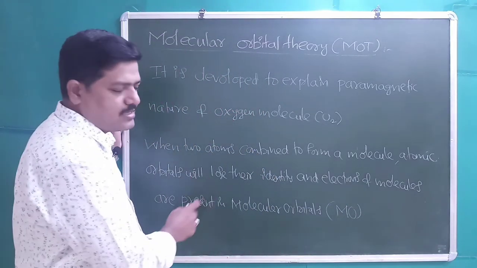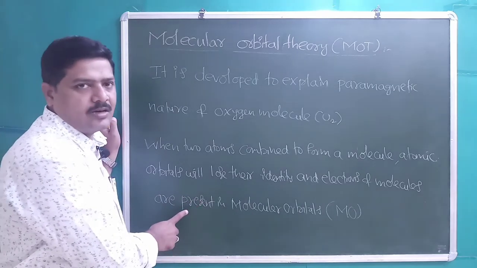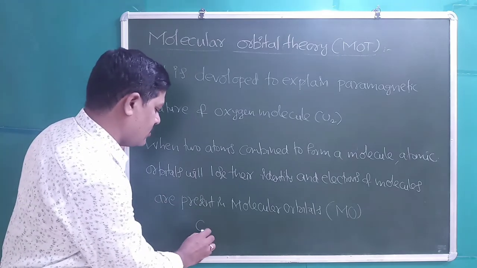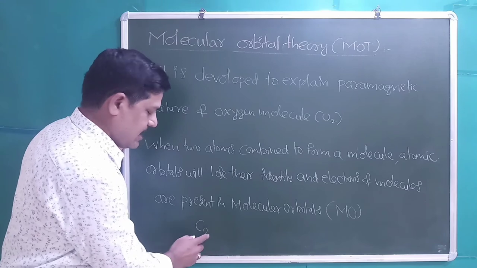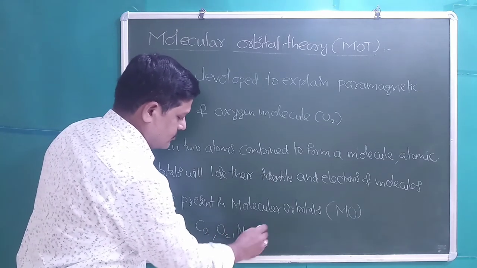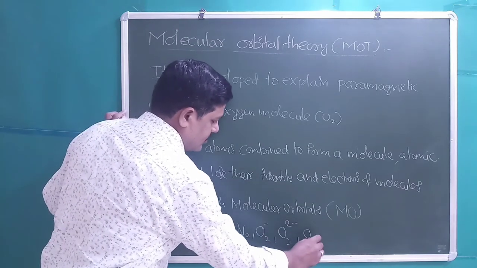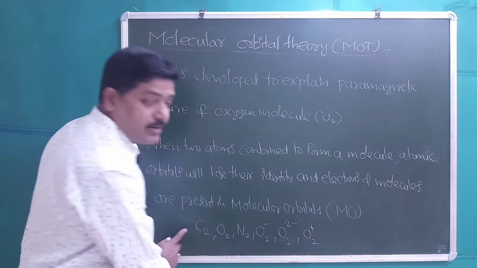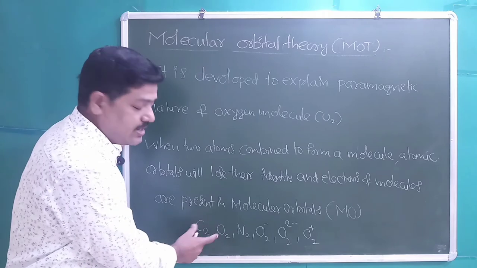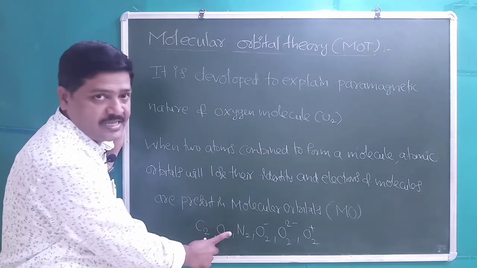But in our syllabus, it is mainly discussed for diatomic homonuclear species like C2, O2, N2, O2 minus, O2 2 minus, O2 plus. Diatomic homonuclear means they contain the same kind of atoms.